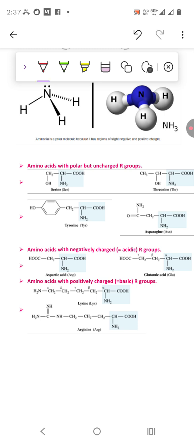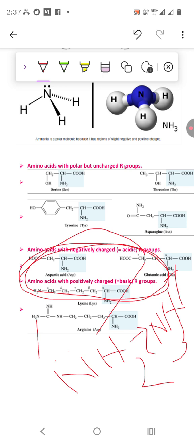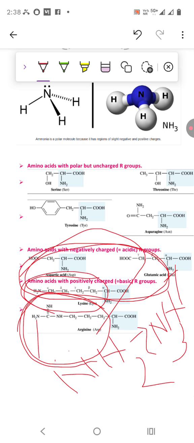Next, amino acids with positively charged groups. Positively charged because an amine is present and the amine will accept a proton. Because nitrogen has a lone pair of electrons, it will become NH3 plus. So NH3 plus is present here and here. That's why the entire side chain is positively charged, because the nitrogen lone pair accepts a proton and becomes NH3 plus. Clear?